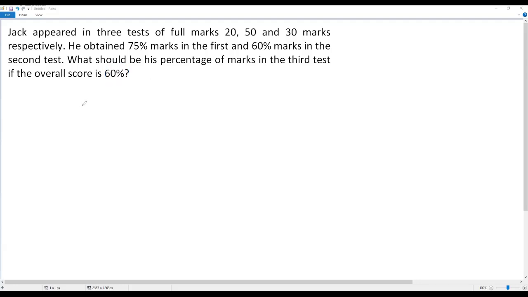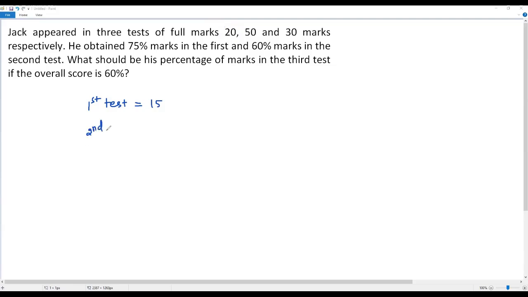Now first let's calculate the marks scored by Jack in the first test. For the first test, the full marks is 20. In this full marks 20, he scored 75%. Now to get the marks scored by Jack in the first test, we have to calculate 75% of this full marks, that is 0.75 times the full marks 20, that is equal to 15. So the marks scored by Jack in the first test is 15. So out of 20, he scored 15.